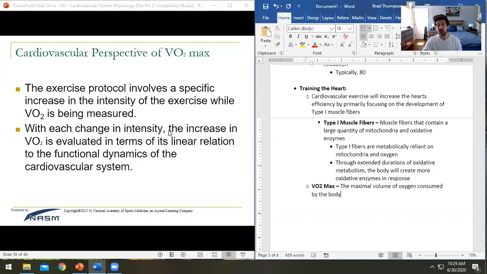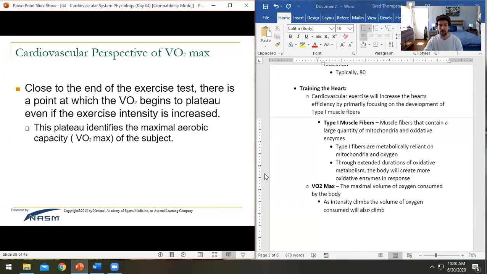So with a change in intensity, obviously there's going to be an increase in VO2, right? As intensity climbs, the volume of oxygen consumed will also climb. But obviously, if you cannot do any more work, if you're tapped out, well, you can't consume any more oxygen. So there is a linear relationship there.